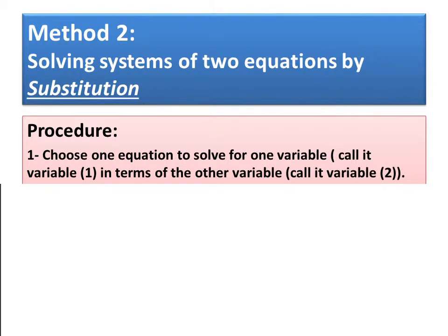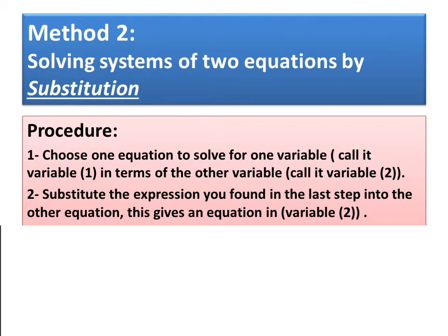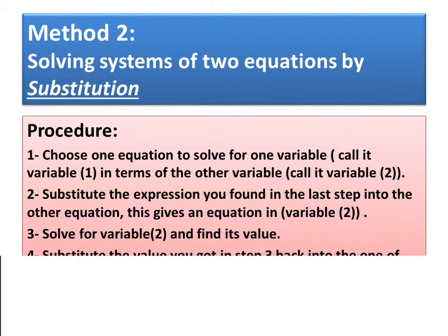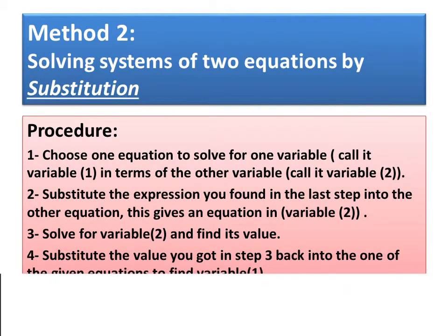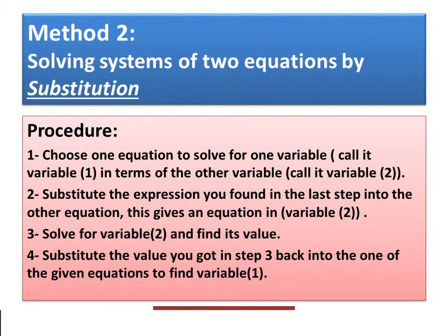Step 2, substitute the expression you found in the last step into the other equation. This gives an equation in one variable, which is variable 2. Now we solve for variable 2 and find its value. We substitute the value we got from step 3 back into one of the given equations to find variable 1.